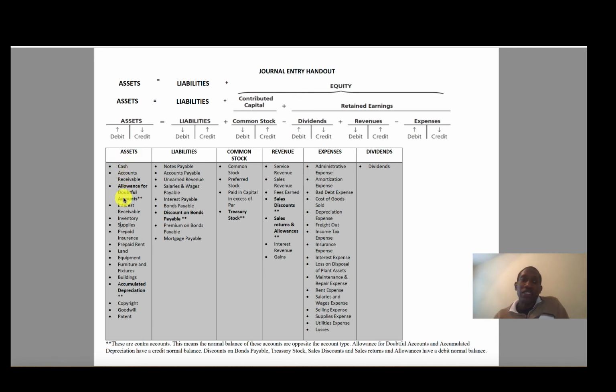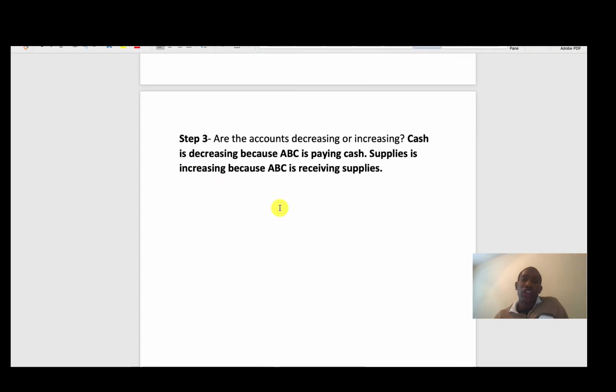So we said supplies is increasing. Supplies is an asset. What do we do to an asset when it increases? We debit the asset. So we're going to debit supplies, right? Because supplies is increasing. What is decreasing? Cash is decreasing. So what are we going to do to cash? We're going to credit cash.